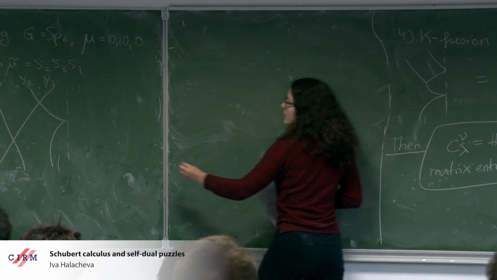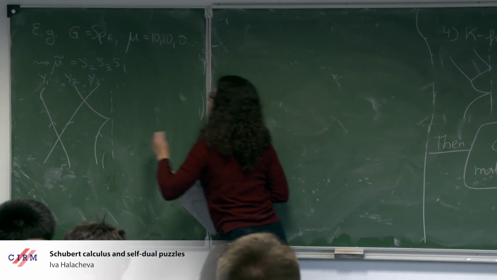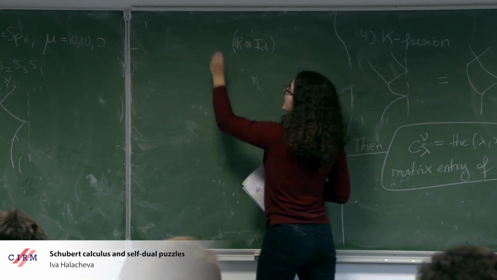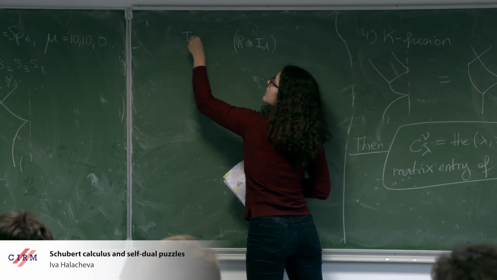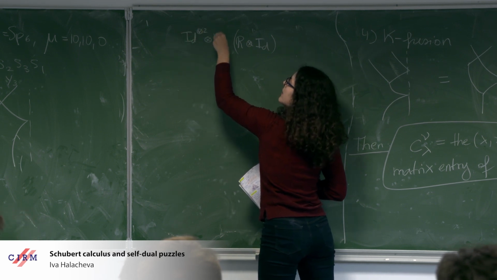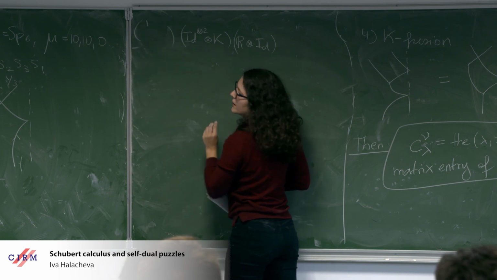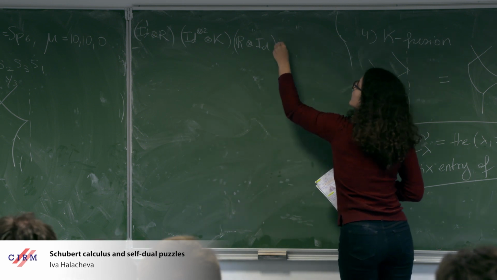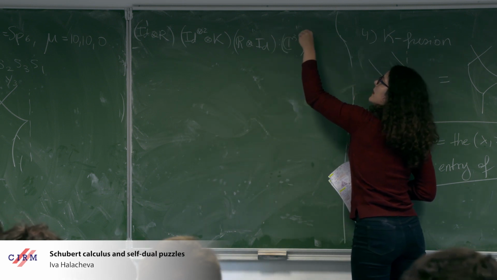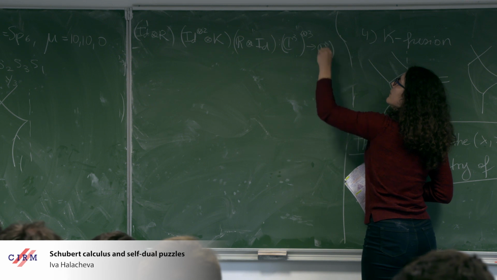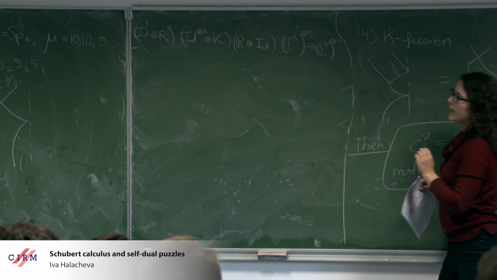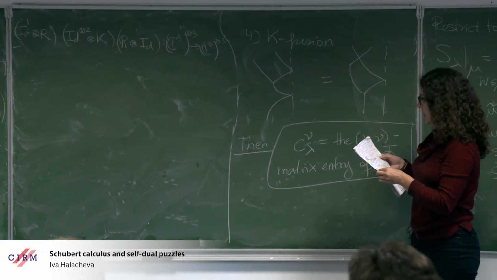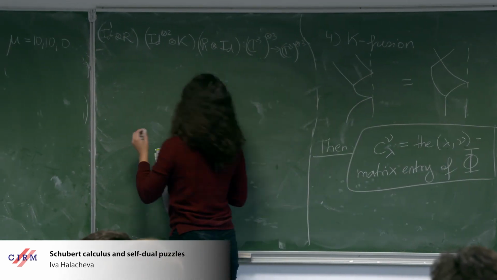So all our strings are oriented up. So this is an R matrix tensored with the identity. And then we have a K matrix with identity squared, and another R matrix. So this goes from C^3, three tensor copies, to itself. So we get this diagram and the corresponding map.